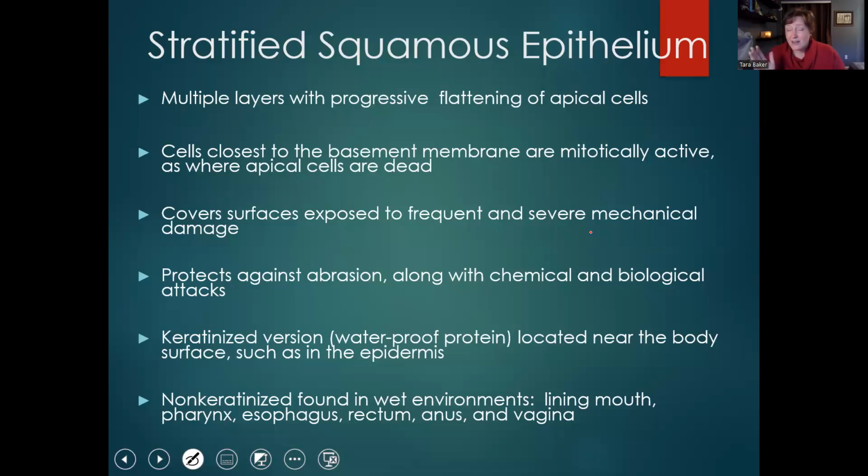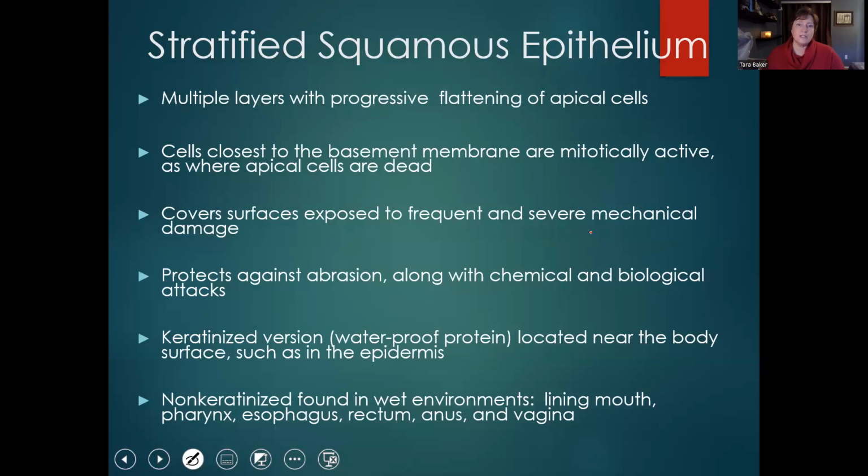Another place you're going to see this is inside the vagina and inside the rectum and the anus. Those places are rubbed sometimes, right? By either feces or a penis or something else. And so they're constantly being rubbed and abraded. So we will find stratified squamous cells in those locations to help protect us from that abrasion.